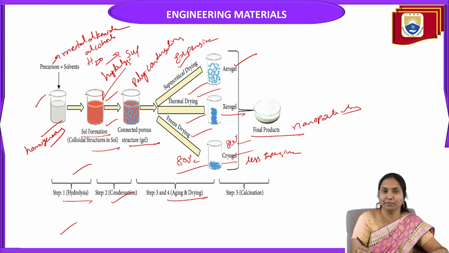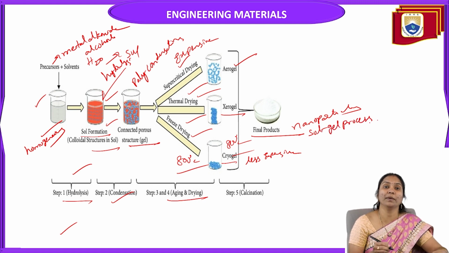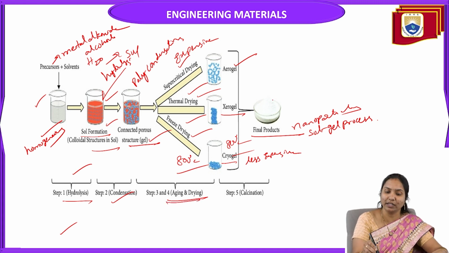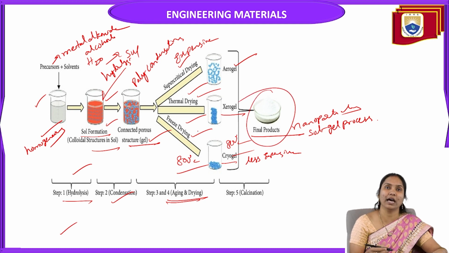So nanoparticles are prepared by which method? Sol-gel process. It is also called wet chemical synthesis. Here we are taking wet conditions, and water acts as a catalyst. This method is followed by hydrolysis and polycondensation reactions. During the hydrolysis reaction it forms sol. Next, polycondensation forms gel. So after aging and drying, we can synthesize the final product of nanomaterials.